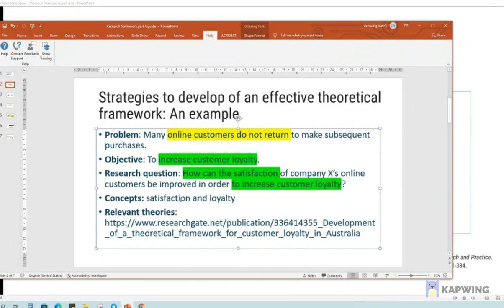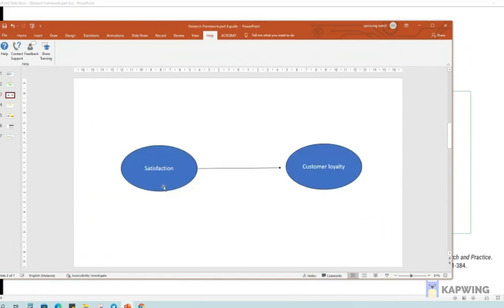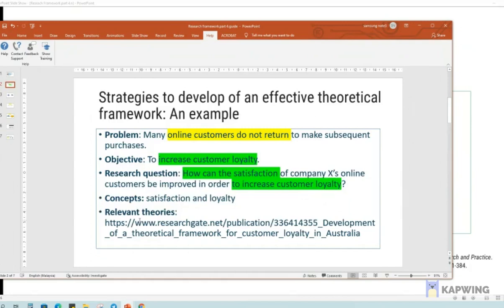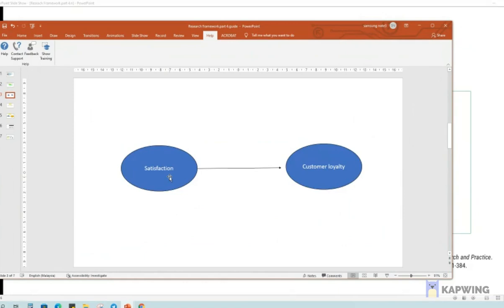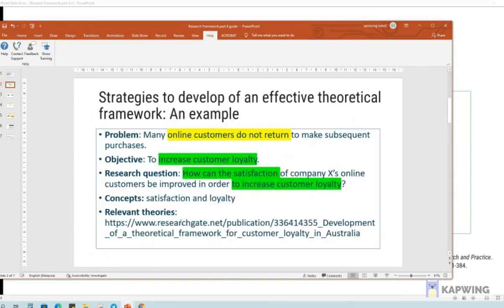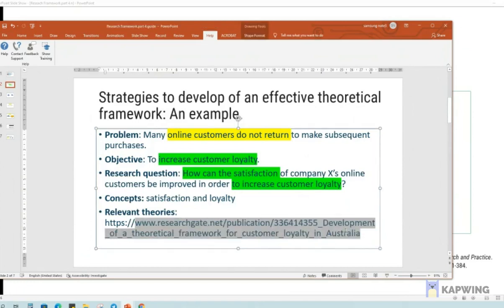In order to build the framework based on satisfaction and loyalty, we cannot just simply draw a line from one variable to another variable. We must look into the past theory that supports and confirms that we are able to draw from one variable to another variable. What are the factors that previous studies have discussed for satisfaction? What are the factors discussed in order to study customer loyalty, right? That's why we need to look into the past research on the theories developed on satisfaction and loyalty.